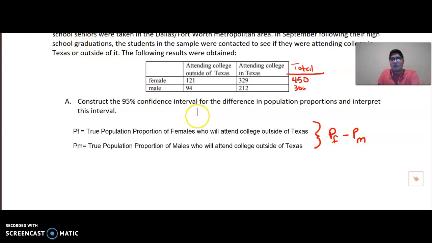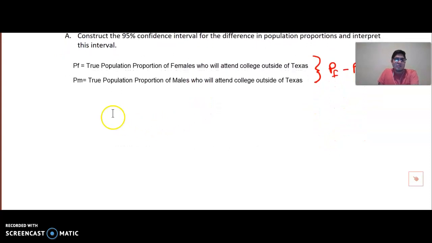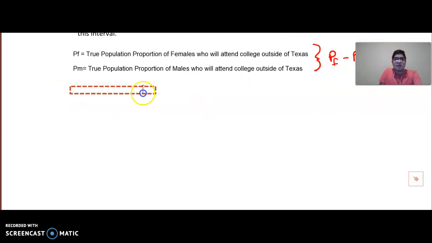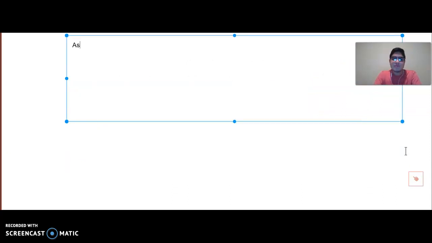Well, next up is we have to check the assumptions. We have to make sure this is a valid inference procedure. So between our two parameters here, we have 4 assumptions to check. Now with the assumptions, the first one is that we were told that random samples of both groups were selected as stated in the problem.